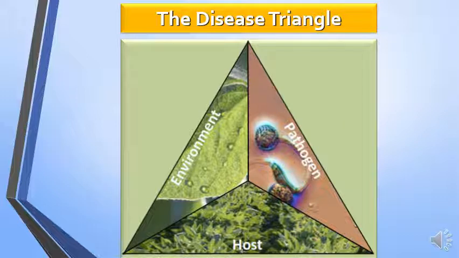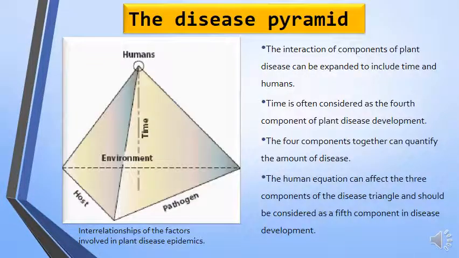We know this figure from the previous lecture. This is the disease triangle, which shows us the three important elements that affect the development of any plant disease. Disease occurs on a plant when a virulent pathogen and a susceptible host interact in a conducive environment. But actually, the interaction of these three main elements of the triangle can be expanded to include other elements, especially time and human.